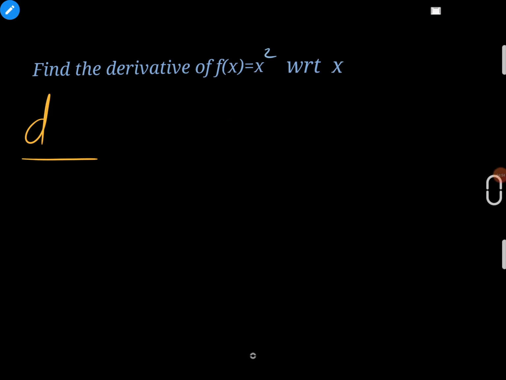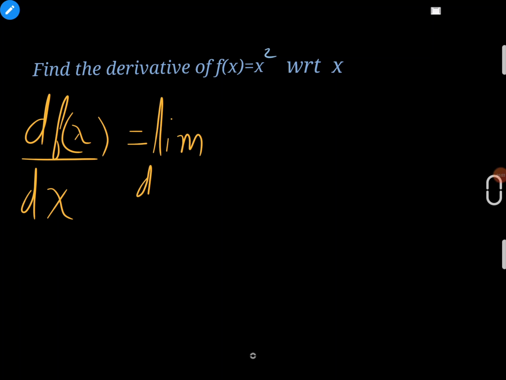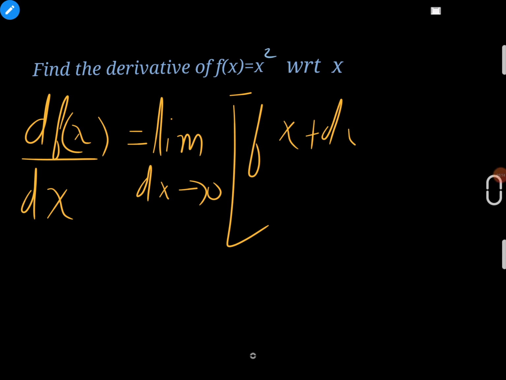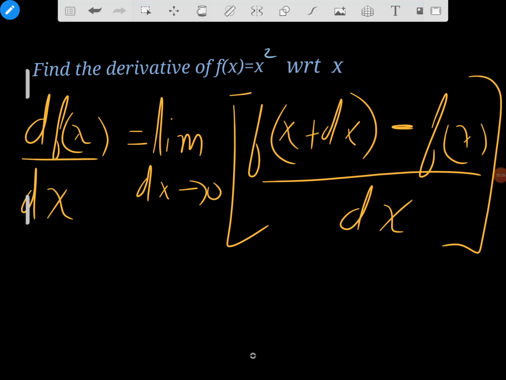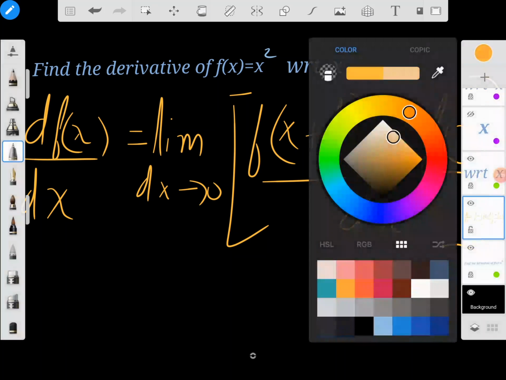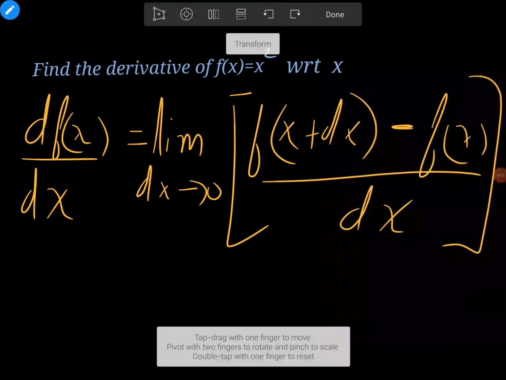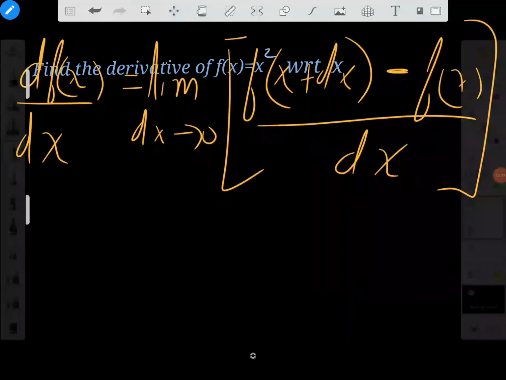So it is d by dx of f of x, which is equal to limit, not dt, dx goes to 0, bracket f of x plus a small value, f of x plus dx minus f of x, the change in output, whole divided by change in input dx. Now let me solve that, and what happens?